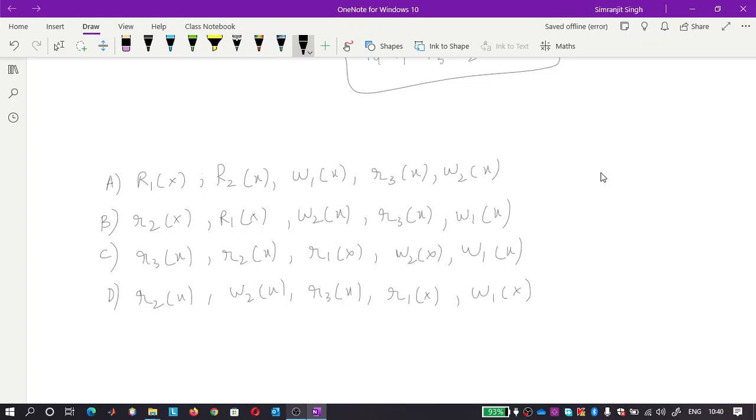Okay, so try to solve this and try to find which of them is a serial schedule. I'll just give you the answer here. So pause the video if you do not want to know the answer yet. And the answer is D. Okay, so this is the serial schedule which is conflict serializable. Try to solve it one by one. I think you can easily do it now.